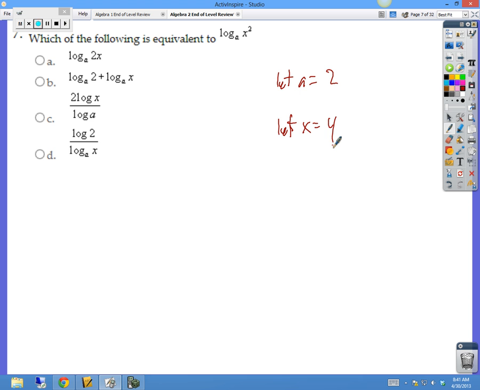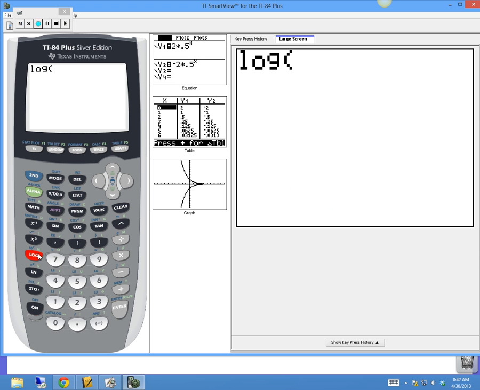If a calculator pulls up on your screen, so let's go log base 2 of 4 squared, right? This is 16. So on your calculator, I'm going to push log of 16. Now I'm going to do comma 2. So I'm taking the log of 16 in base 2, press enter. So my answer is going to be 4. Now I just go through A, B, C, and D and see which ones match.